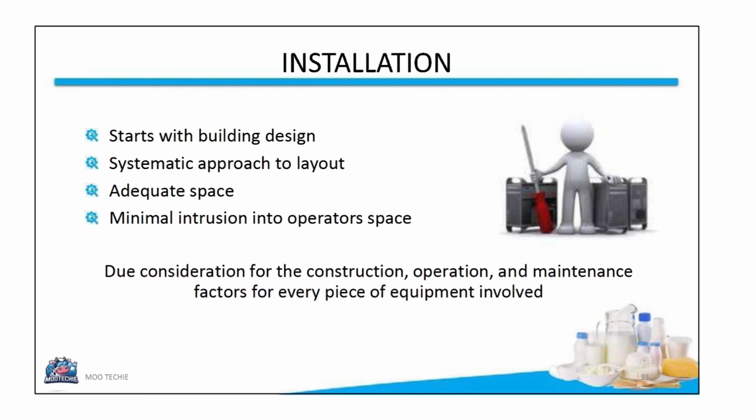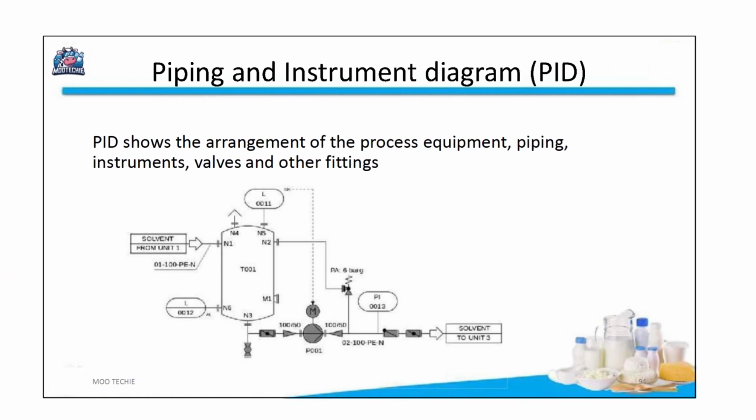The process of installation begins with the very design of the building itself. It requires a systematic approach to the layout. It is crucial to ensure there is adequate space for all activities. The design should also create minimal intrusion into the operator's workspace. And finally, due consideration must be given to the construction, operation and maintenance factors for every single piece of equipment involved. Moving on, we will see a key planning tool.